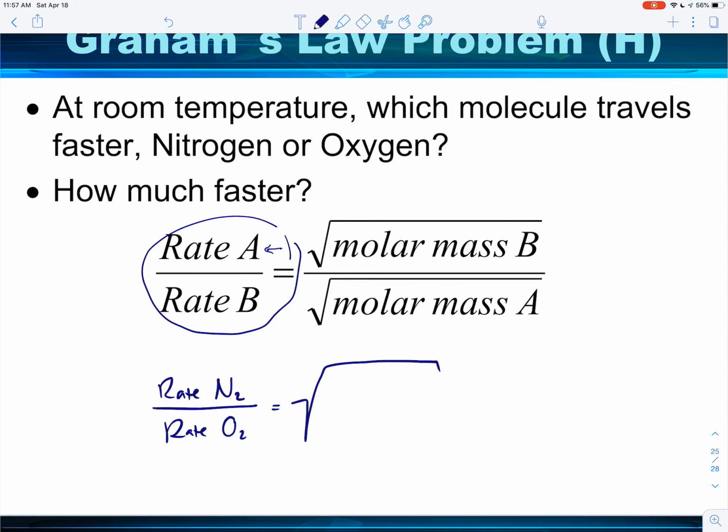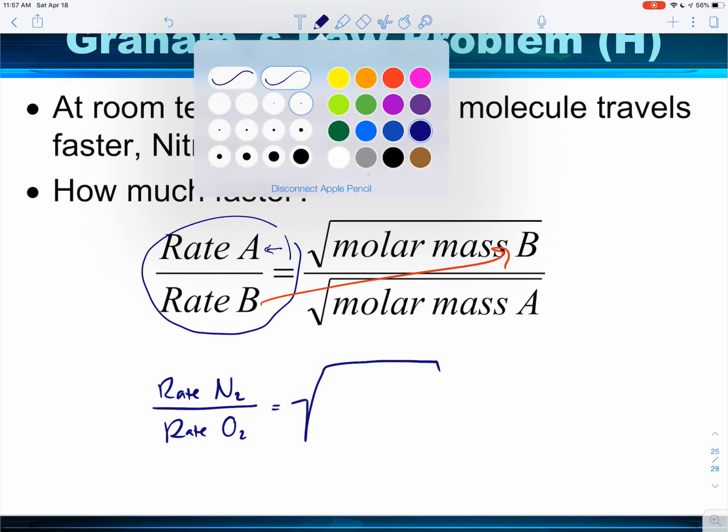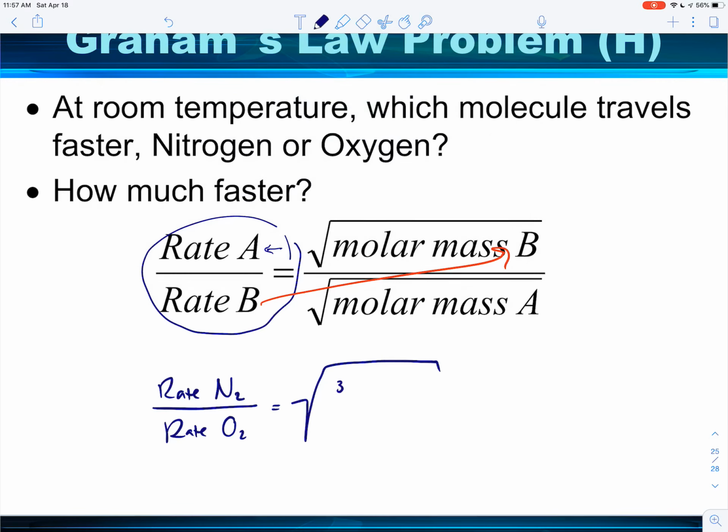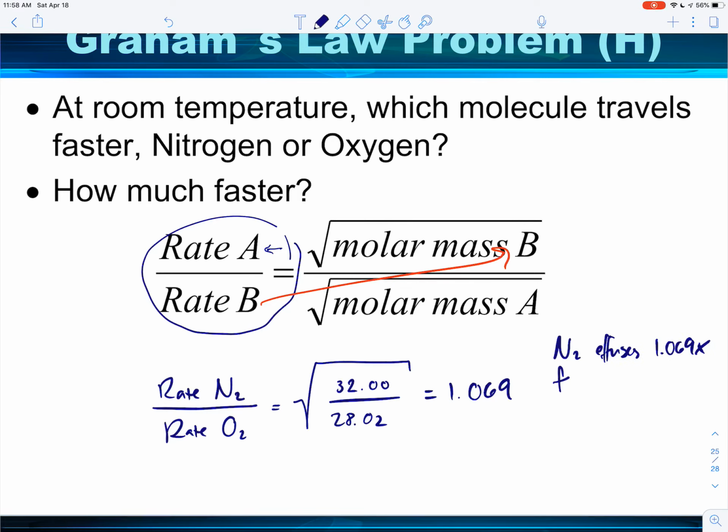Molar mass of B. So please be aware that they flip here, okay? B goes on the top on the other side. So we're going to say molar mass of B, 32.00, divided by molar mass of A, 28.02. Okay, and we get, I don't have to calculate it because I remember this because this isn't my first time doing this, 1.069. The way you would interpret that is nitrogen effuses 1.069 times faster than oxygen.